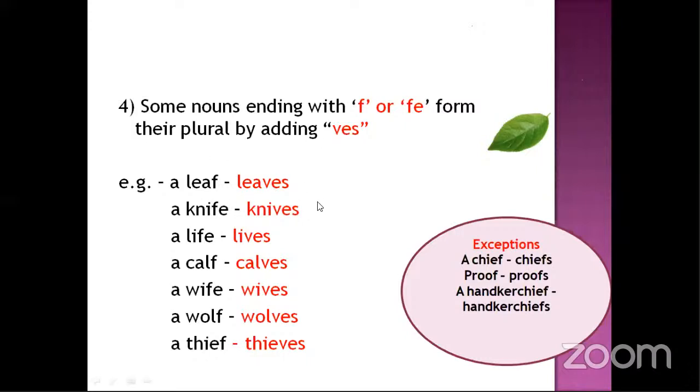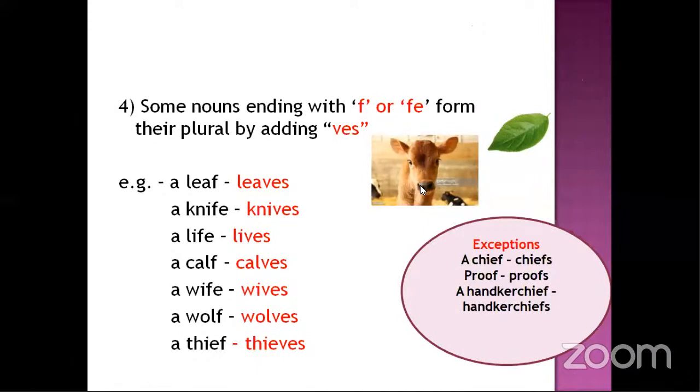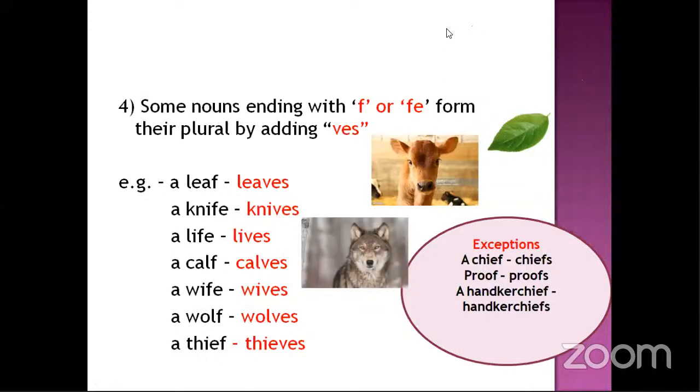Next one, a knife. Yes, you know it. And life, calf. What do you mean by a calf? Yeah, a baby cow. A baby cow is called as a calf. The plural is calves. Next one, a wife, wives. Wolf. Who is a wolf? Yes, here it's a wolf. So the plural word is wolves. Next one, a thief, thieves. Here is a thief.